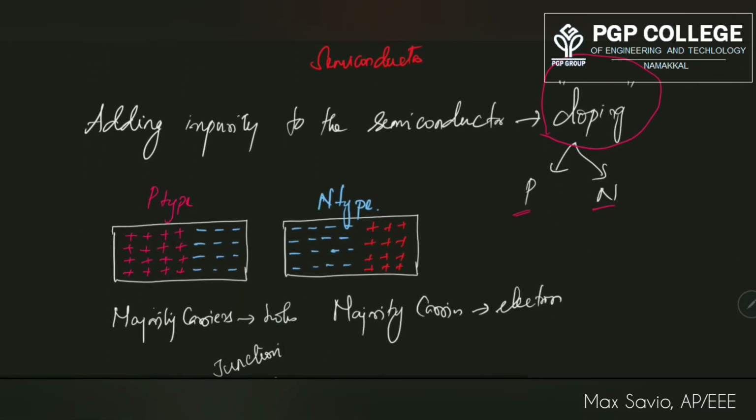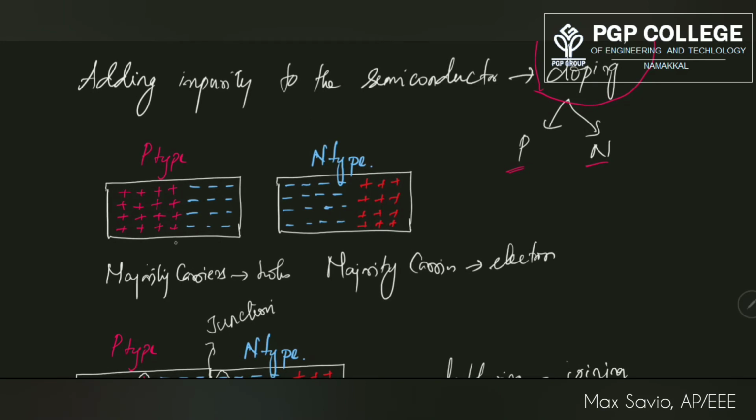When you add this impurity, the silicon semiconductor becomes either p-type or n-type depending upon the doping. It is also very important that the doping level of both p-type and n-type should be the same, only then will it work well. So you can note this point: the doping of p-type should be equal to the doping of n-type. That should always be noted.